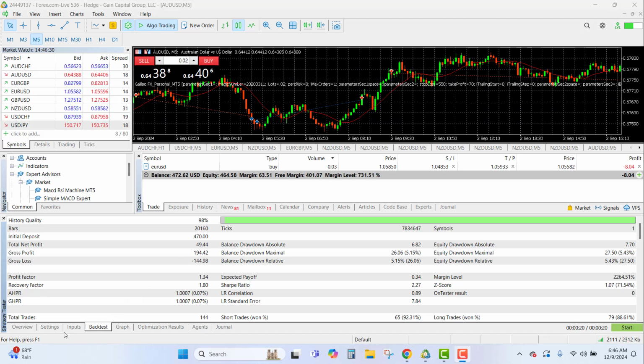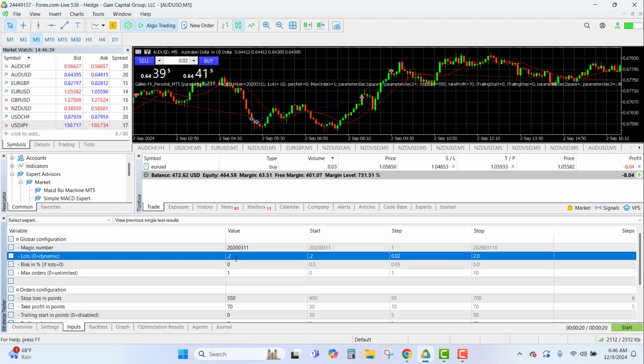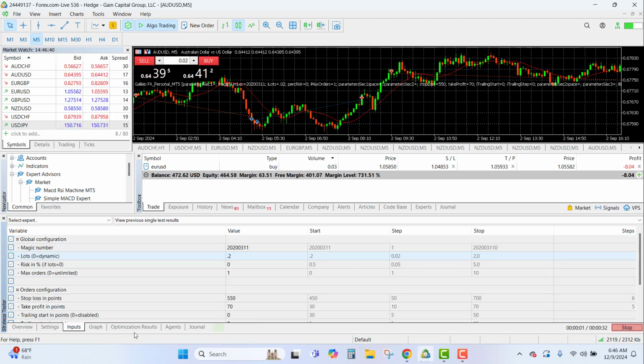Now let's go back to inputs and let's change it to 0.2, which is a whole lot more lot size than what I'm using. And we're going to run the test again.